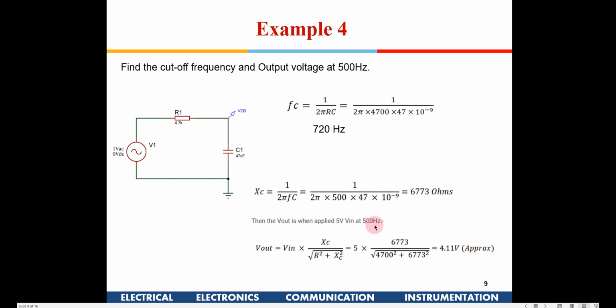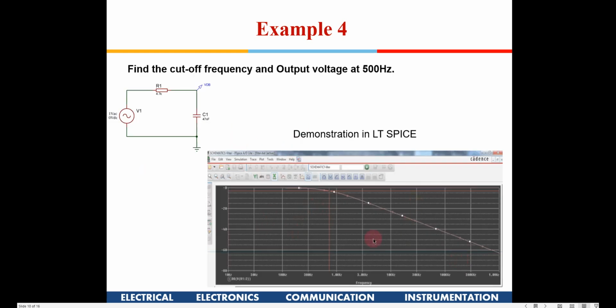At very high frequencies, this is going to be short, and at low frequencies you are going to get V out equal to V in. So at 500 hertz, what is the value? You need to find out Xc first by putting the value of that particular frequency in this equation, and then use this formula to obtain the V out. Now this is an LTSpice simulation. At the end of the class, I will do this simulation and show you this is the output and how it falls off.